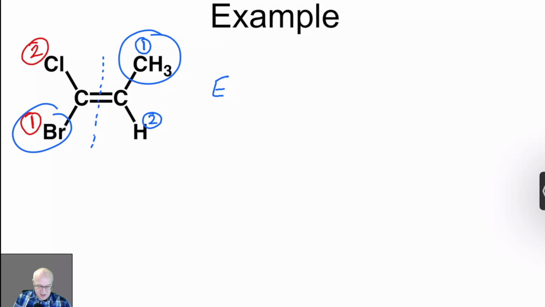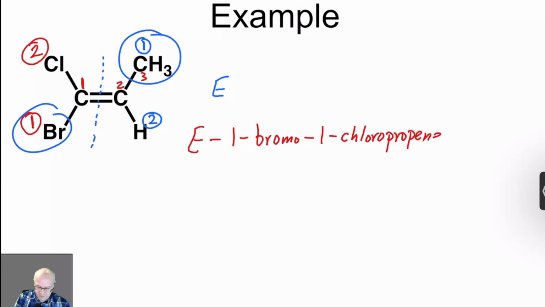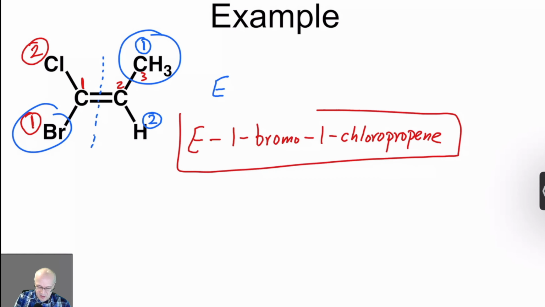So this is a propene. So this is going to be carbon number 1, carbon number 2, carbon number 3. So we have 1 chloro, 1 bromo. All right, so we have to put all this together. So it's going to be E dash 1 dash bromo. Remember, bromo comes before chloro because bromine has a B, chloro has a C, dash 1 chloro propene. That's how you would name that particular molecule.